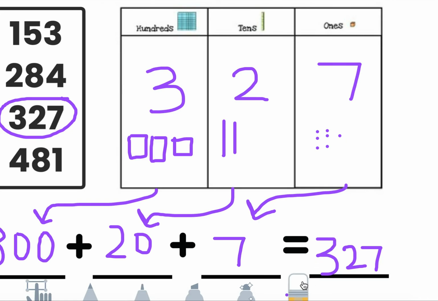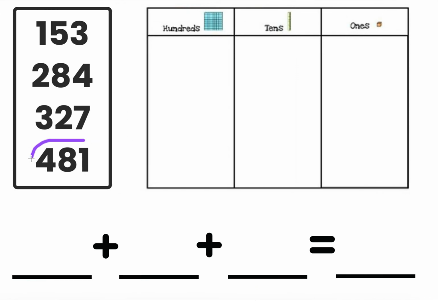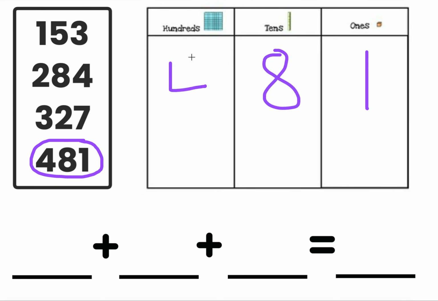We're going to do one more together, and then you will be off on your own. Let's do this last one together. It's 481. Let's go ahead and put it in my place value chart. We have 481. That's 4 hundreds, 8 tens, and 1 one.